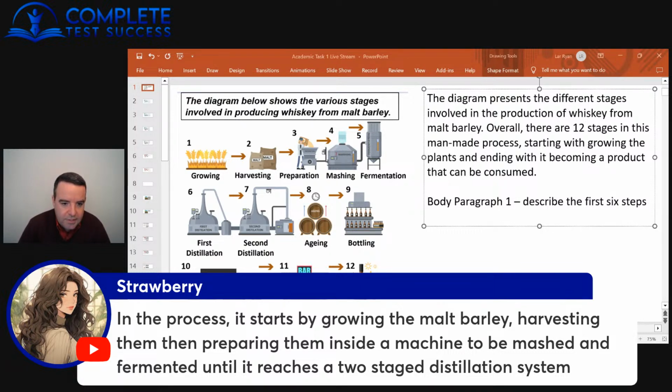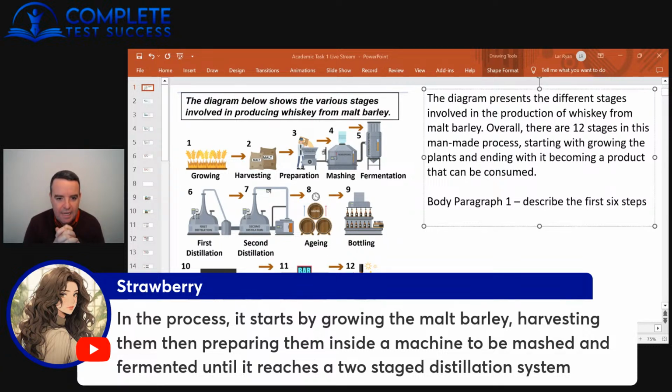So the process starts with growing the malt barley, harvesting the malt barley, so it's uncountable, then preparing it inside a machine to be mashed and fermented until it reaches a 2-stage distillation system. Okay. Oh yeah, and that obviously makes sense. But it's very short, and this is quite a common problem in process essays.